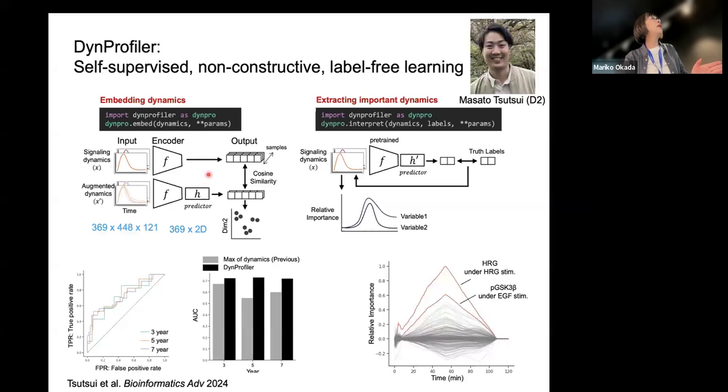And also using this method, we can identify the reason for the classification. We did this analysis for each year of the prognosis, and we found that this DIM profiler more accurately predicts the 5-year or 7-year patient prognosis. And we could find another biomarker, GSK3 beta, as a reason for this classification.